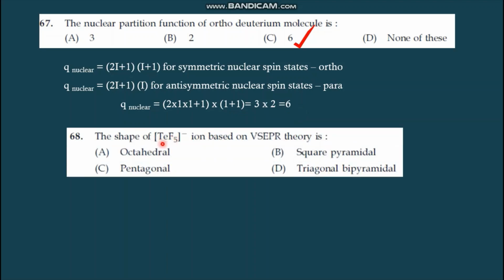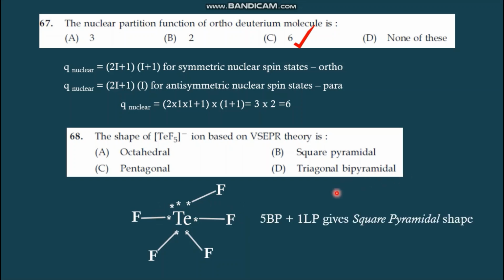Next question, the shape of TeF5 minus based on VSEPR theory. We already did one question, I think ClF2 plus, that we did. Similarly we can do this. Tellurium is in the oxygen family and has a minus charge, so overall 7 electrons will be there and 5 bond pairs, then it is 5 bond pairs plus 1 lone pair, and that will give a square pyramidal shape.